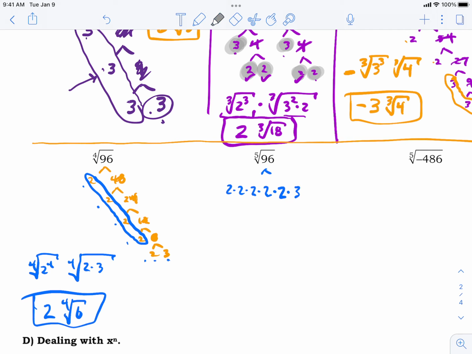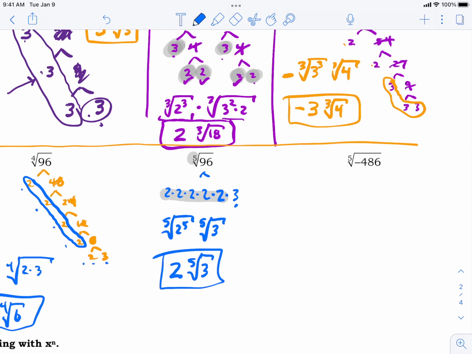Now I'm looking for, since it's a 5th root, I'm looking for sets of 5. So it just so happens I do have a set of 5. Those will go in their own radical. 2 to the 5th like this. And then I still got a 5th root of this 3 is still left kicking around. So the principal 5th root of 2 to the 5th really is 2. And then I've got a 5th root of 3.